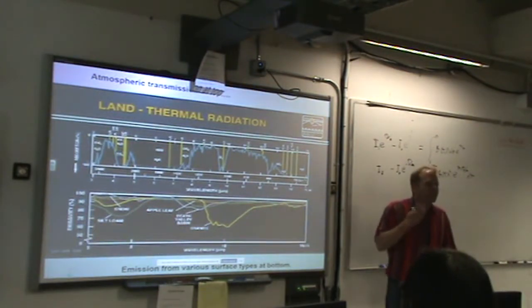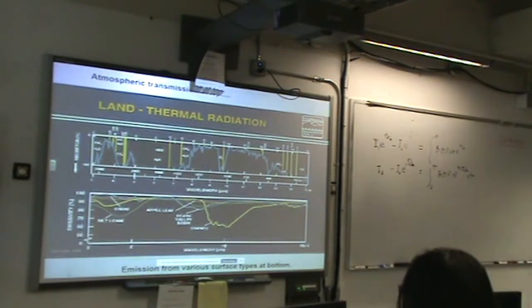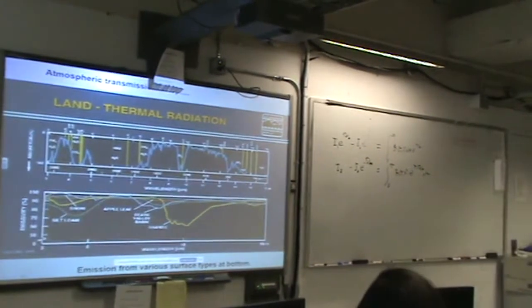So, given that most things have emissivity above 90%, the very common assumption is that everything has an emissivity of about 0.95.